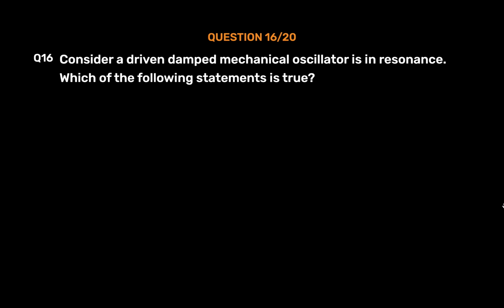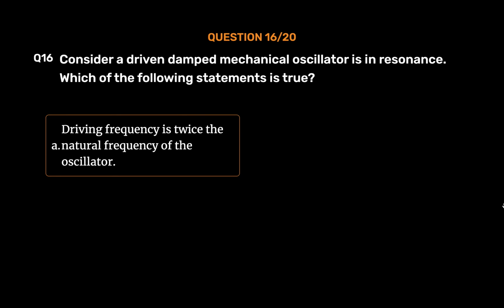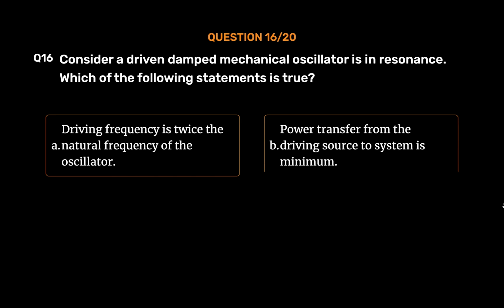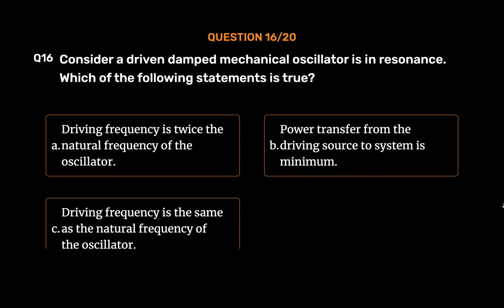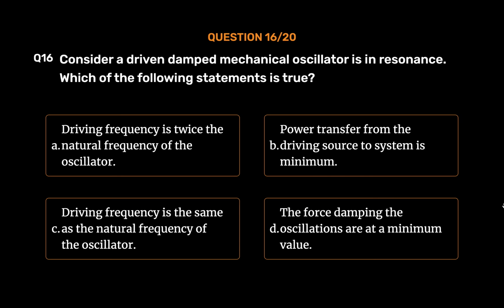Question number 16. Consider a driven damped mechanical oscillator in resonance. Which of the following statements is true? Option A. Driving frequency is twice the natural frequency of the oscillator. Option B. Power transfer from the driving source to the system is minimum. Option C. Driving frequency is the same as the natural frequency of the oscillator. Option D. The force damping the oscillations is at a minimum value. The correct answer is option C. Driving frequency is the same as the natural frequency of the oscillator.